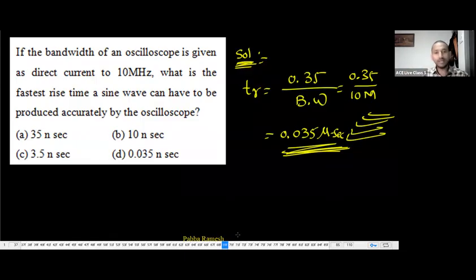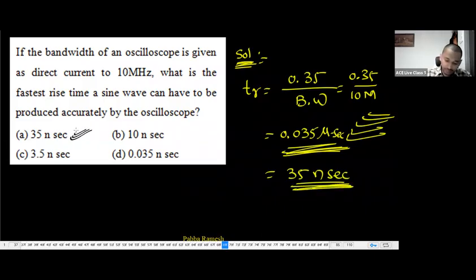If the question is too critical and you lose the mark, okay, acceptable. But here it is very simple. Clear? So what is the answer here? 35 nanoseconds. That is the first answer.